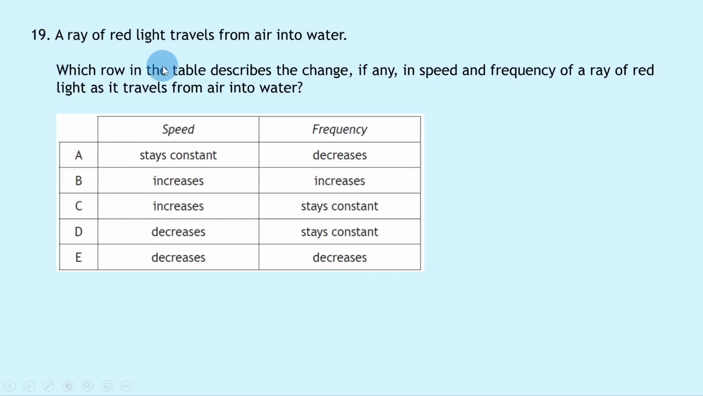Question 19 says a ray of red light travels from air into water. Which row in the table describes the change, if any, in speed and frequency of a ray of red light as it travels from air into water? Well, if we're going from air into water, then that's going from a less dense material into a more dense material. So we know that the light should slow down when it does that, i.e. the speed decreases. So we're looking at D or E as an answer here.